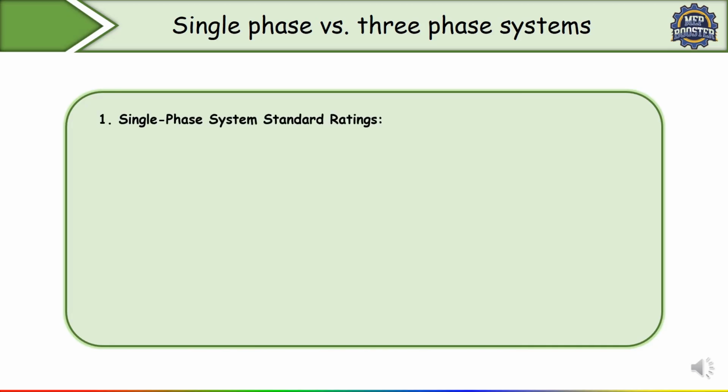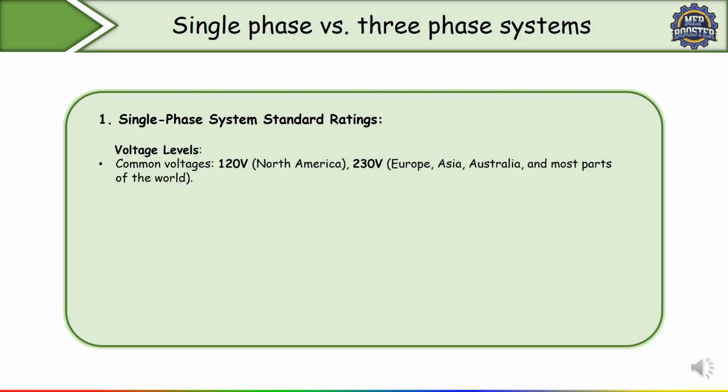Now we'll see the single phase system standard rating. First, voltage level. Common voltages are given: 120 volt in North America, 230 volt in Europe, Asia, Australia and most parts of the world. So 120 volt is common in North America, meaning USA, Canada, etc. Okay, and 230 volt is common in Europe, Asia, Australia and most other parts of the world. These voltages are what you typically get at the wall socket in homes, powering appliances.